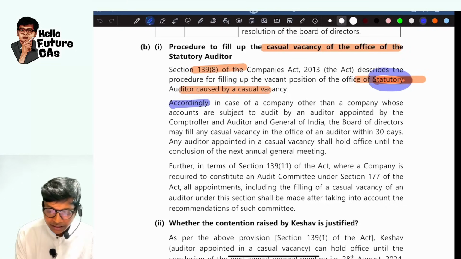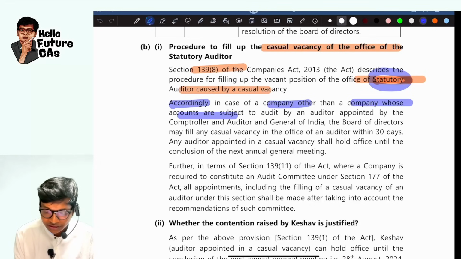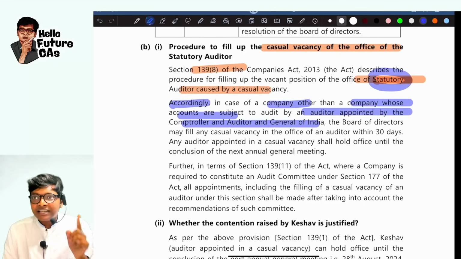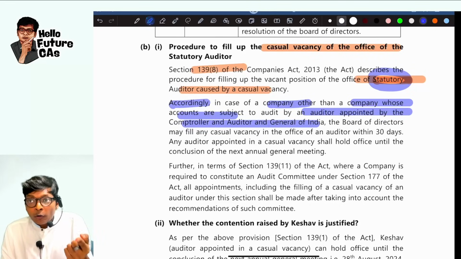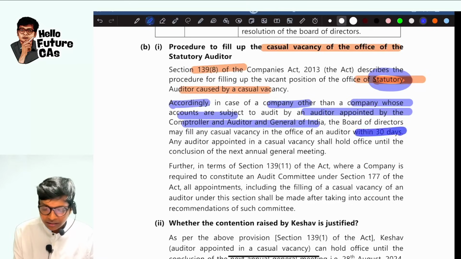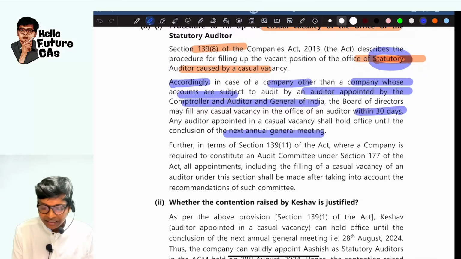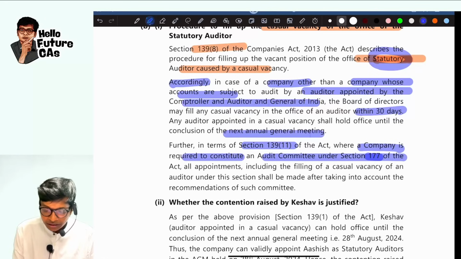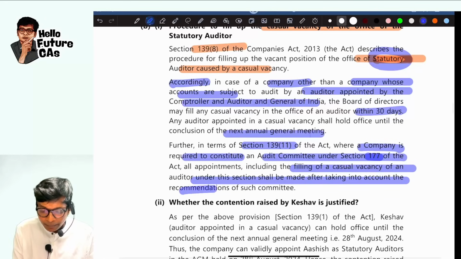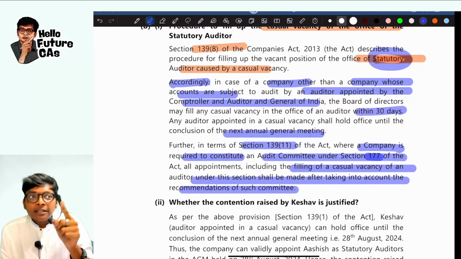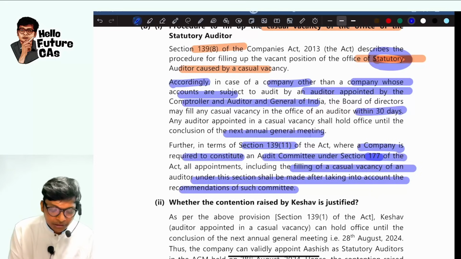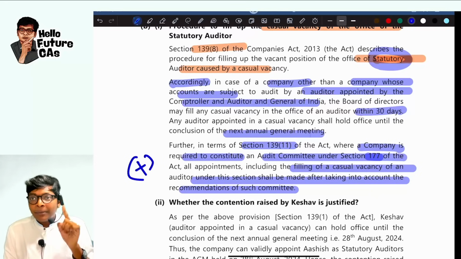Okay, next, accordingly, in case of company other than the company whose accounts are subject to, okay, additionally they're writing what? In case of other than government companies is the procedure. They're implying that point is missed out. Then 30 days until next AGM. Are you following, guys? Then they're also saying in section 139, where company is required to constitute audit committee in 177, then filling of casual vacancy, you have to get permission of audit committee. This is there in the book, yes. So what he missed out is this also. Getting the permission of audit committee, recommending to audit committee.